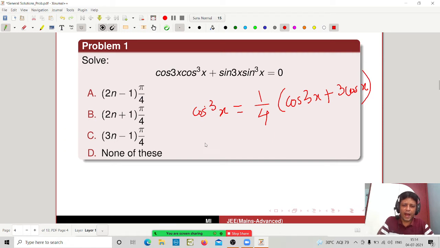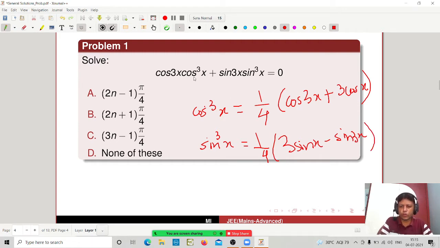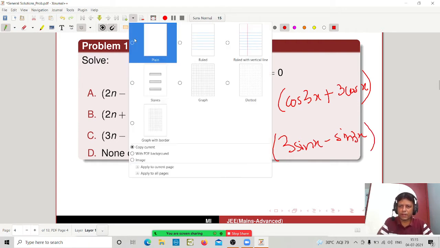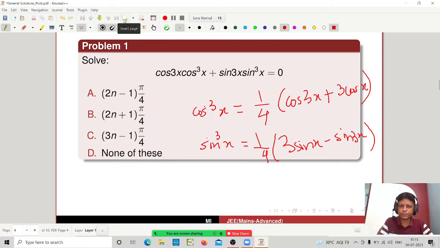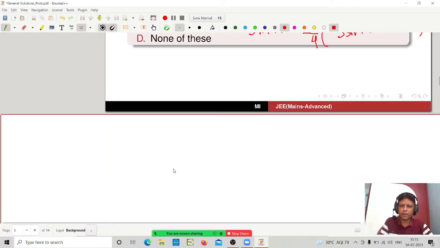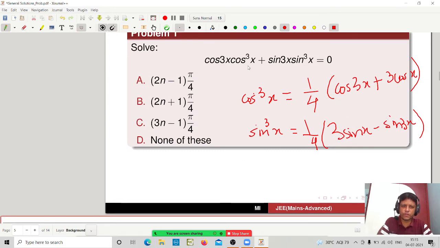Okay, and similarly you can write sine cube x. Sine cube x is 1/4 of 3 sine x minus sine 3x. This is all for multiple angles. Okay, so we have to remove that sine cube x and cos cube x from the solution. So for that we need space. So you substitute these values here.